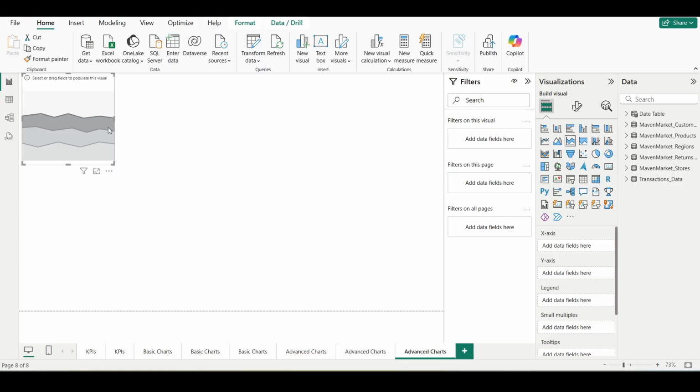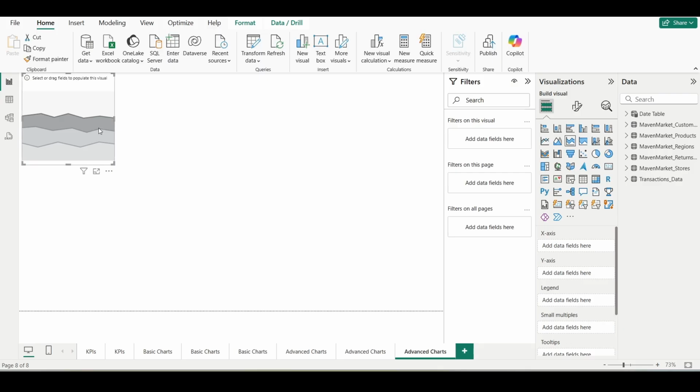A stacked area chart is used to visualize trends over time while showing how different categories contribute to the total. Unlike a simple line chart or area chart, the area under the line is filled and stacked, making it easier to see the share of each category. Parameters of stacked area chart are x-axis. The x-axis typically represents time or another categorical dimension. Y-axis. The height of each area segment represents the value of a specific category or measure. Legend. It identifies different series or categories represented by the stacked areas.